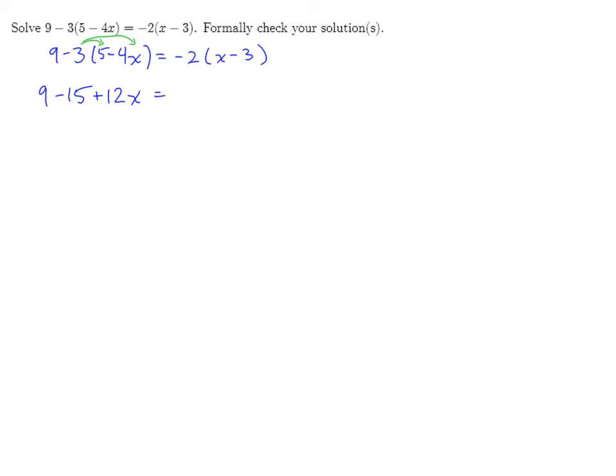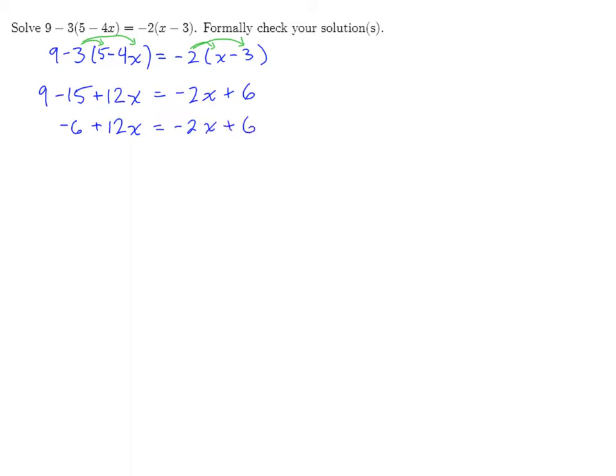And then on the right-hand side, we're going to distribute this negative 2 across the x minus 3. And so we'll have negative 2x, and then it becomes plus 6 with negative 2 and minus 3 inside those parentheses. So at this point, we've used the distributive property. Now we can use the associative and commutative properties to combine like terms. So on this left-hand side, we have 9 and negative 15, and those will combine to negative 6. So we'll have negative 6 plus 12x. And the right-hand side, we don't have any like terms that we can combine, so we'll just rewrite that, negative 2x plus 6.